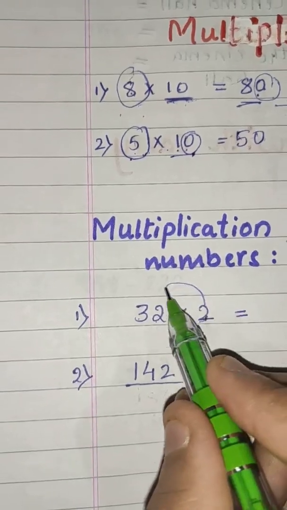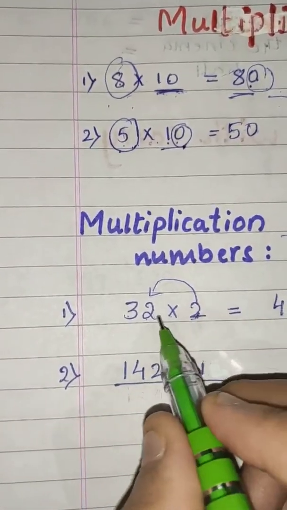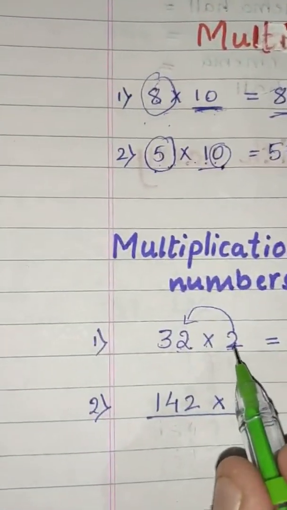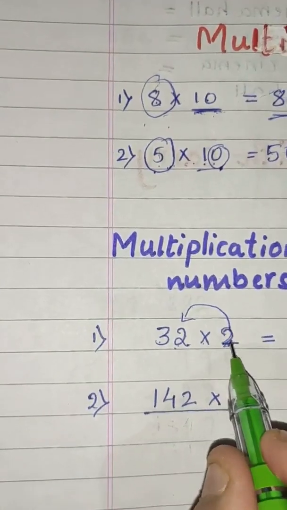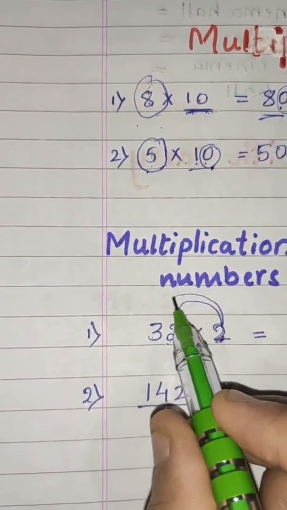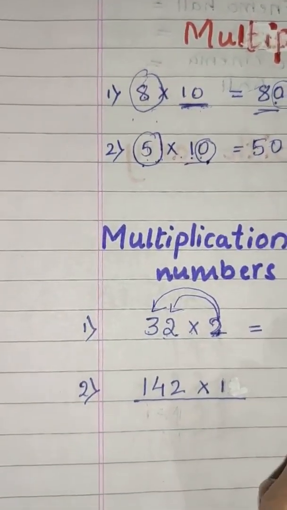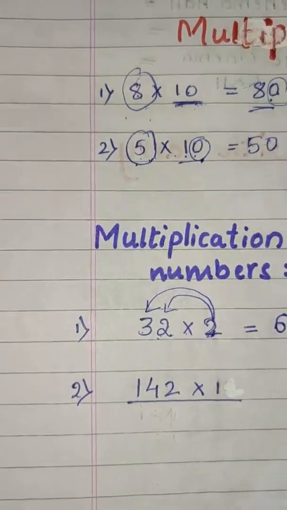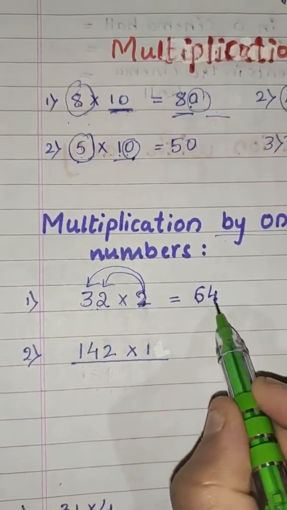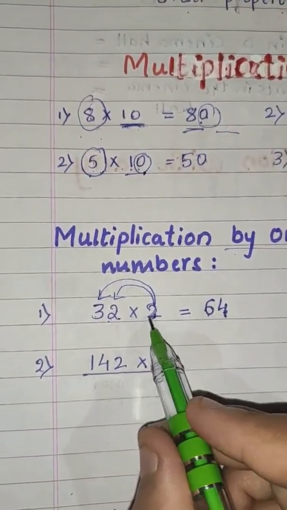So 2 2s are 4. Yes, 2 2s are 4. We have to write it from the unit place because we are solving it from the unit place. This is in the unit place, right? So 2 2s are 4. Next, 2 3s are 6. So here 6. Understood? So what is the answer? 64. So what have we done here? We had multiplied by 1 digit.